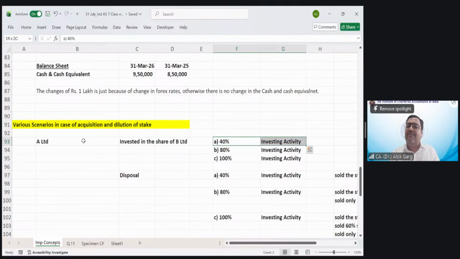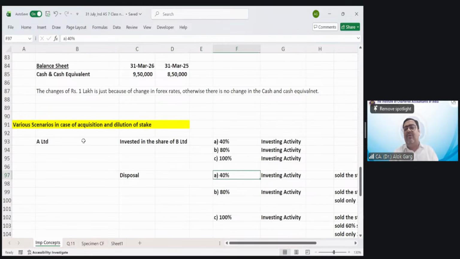What is the nature of the activity? Investing activity. At 40%, no control is there. Only investment. Even if it is a 1% investment, it is an investing activity. Now the company has invested 80%. It obtained control. It is an investing activity. Now the company obtained 100%. Again, it's a wholly owned subsidiary. It is an investing activity. So investment is very clear. Whatever you invest is an investing activity.